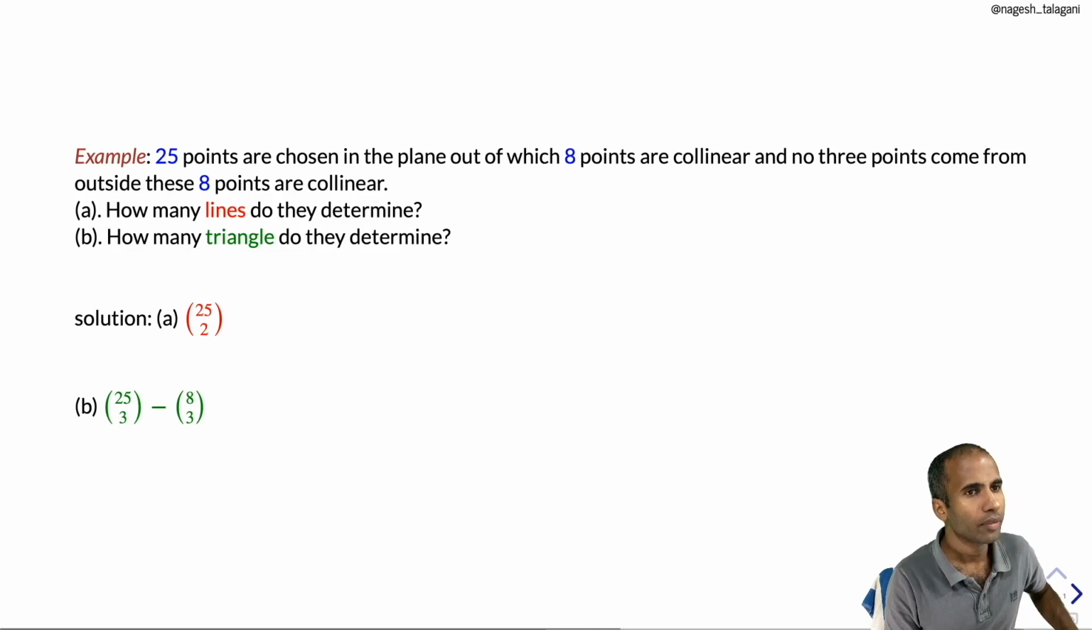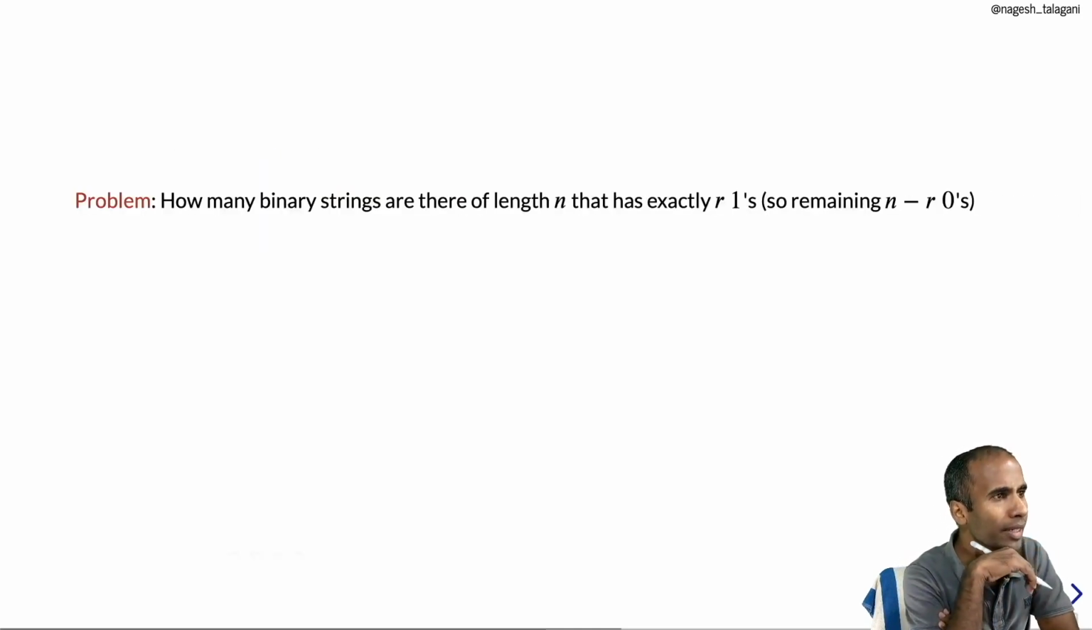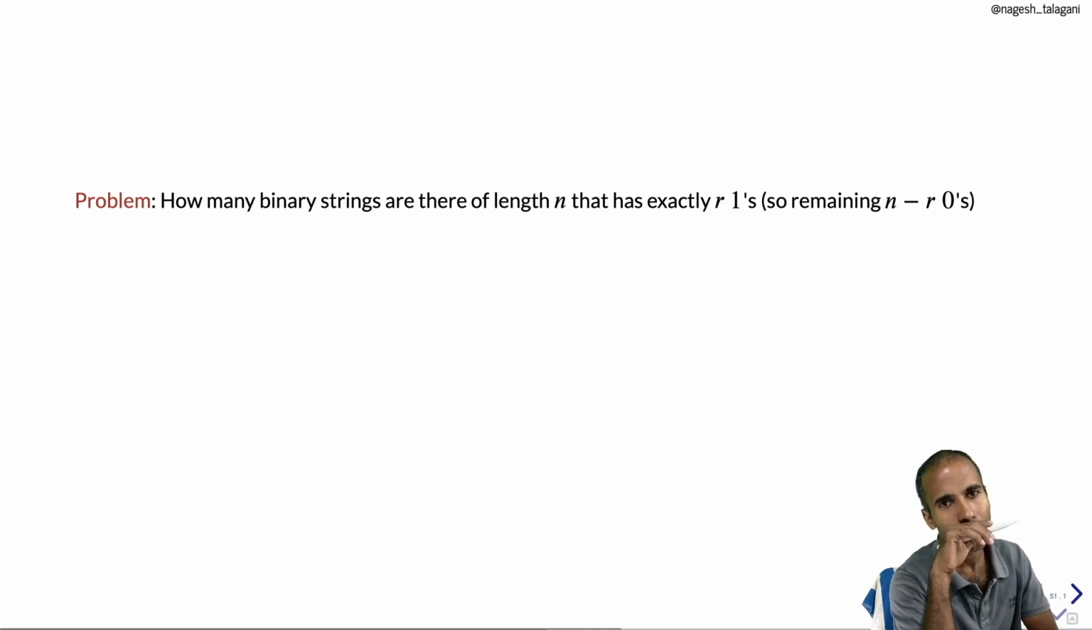Okay, next problem. How many binary strings are there of length n that have exactly r 1s? So the remaining n minus r are zeros. We are going to see these binary strings of length n with r 1s as permutations of n objects in which r 1s are alike and n minus r zeros are alike. So that means they are like permutations with repetitions.